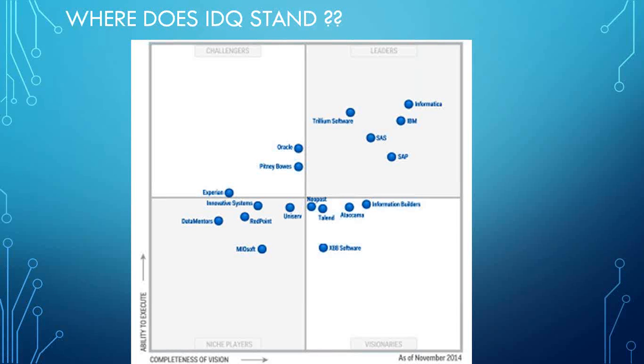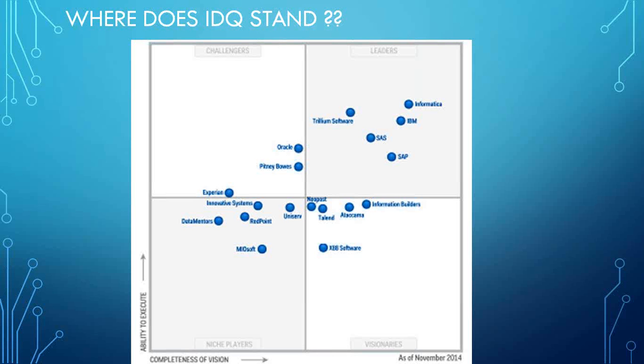And niche players are good in some space, not in every space. For example, take any other tool, be it Trillium or something. It has capabilities to do most of the data quality operations, but probably some, like data matching, they don't have very good capabilities in all the data quality space. In a similar way, visionaries are those who just started off probably a year or a couple of years ago, and are trying to understand the requirements of end users and build their tools.